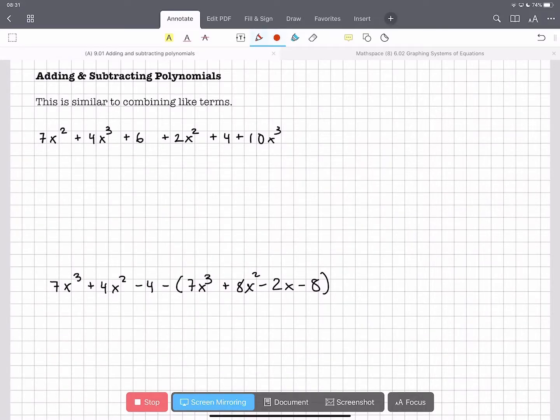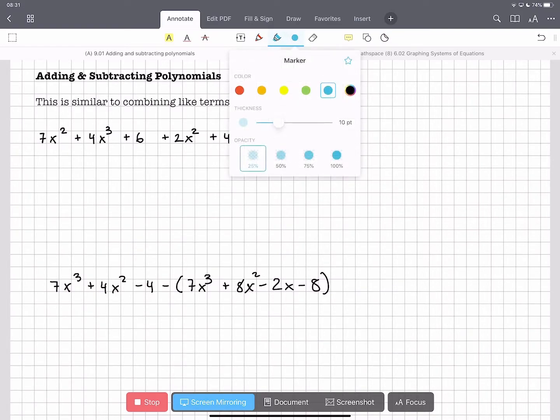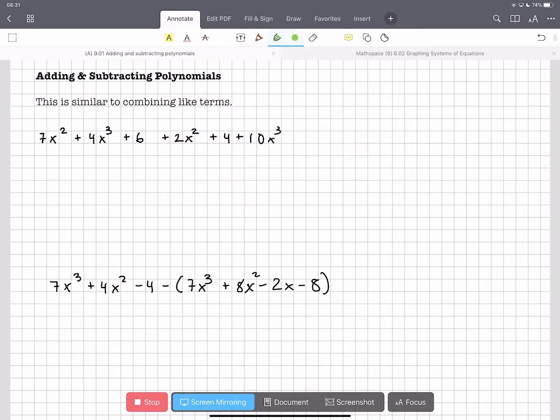So here in part 2, we're going to get to add and subtract polynomials. And what we need to know about this is it's very similar to combining like terms, which we've done many times before. So let's jump right into it. The first thing I'm going to do in this first problem is identify the like terms.